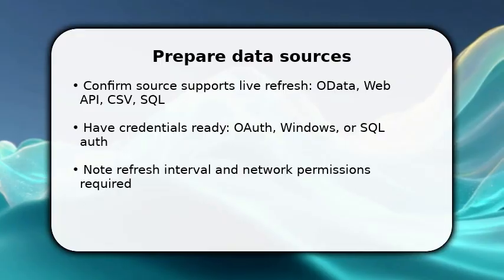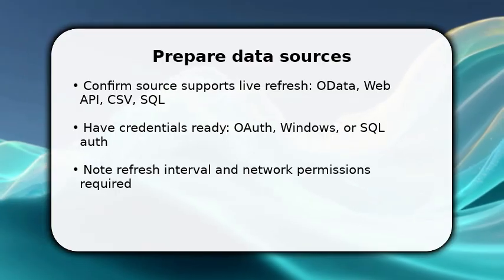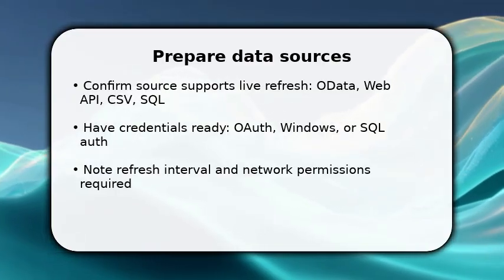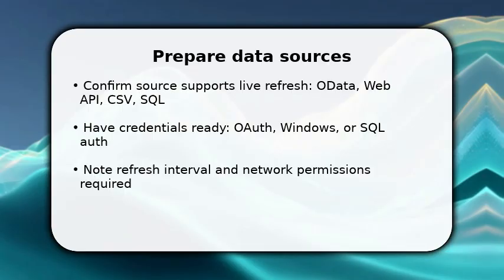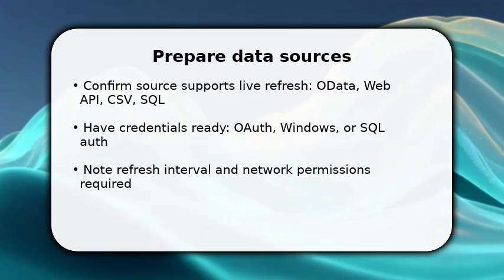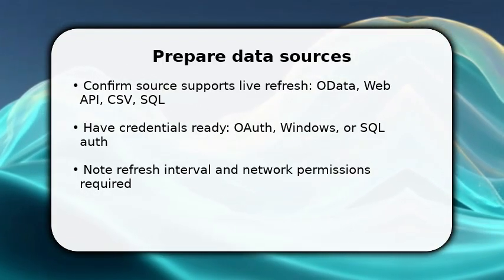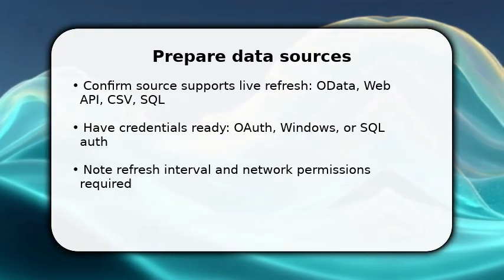Enjoy the video. You'll start by connecting the live source. Make sure you have the endpoint URL and access credentials ready. Open Excel and choose Data, Get Data, then pick the correct connector: OData, Web, SQL. Once done, preview the query and remove unnecessary columns to speed refreshes.